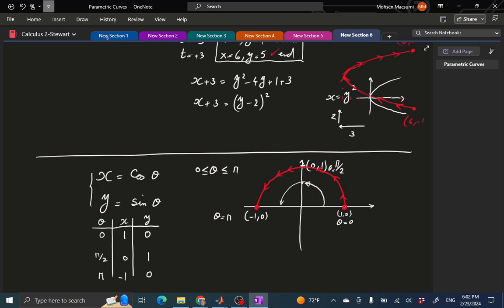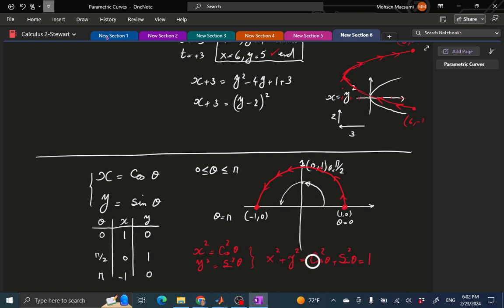So well, what if somebody wanted to eliminate theta here? How would you eliminate theta? Well, you remember from your trigonometric identities, if I square them and add them up, so x squared is cosine squared of theta, y squared is sine squared of theta, and if I add them, I get x squared plus y squared is equal to cosine squared plus sine squared, and that is just 1.